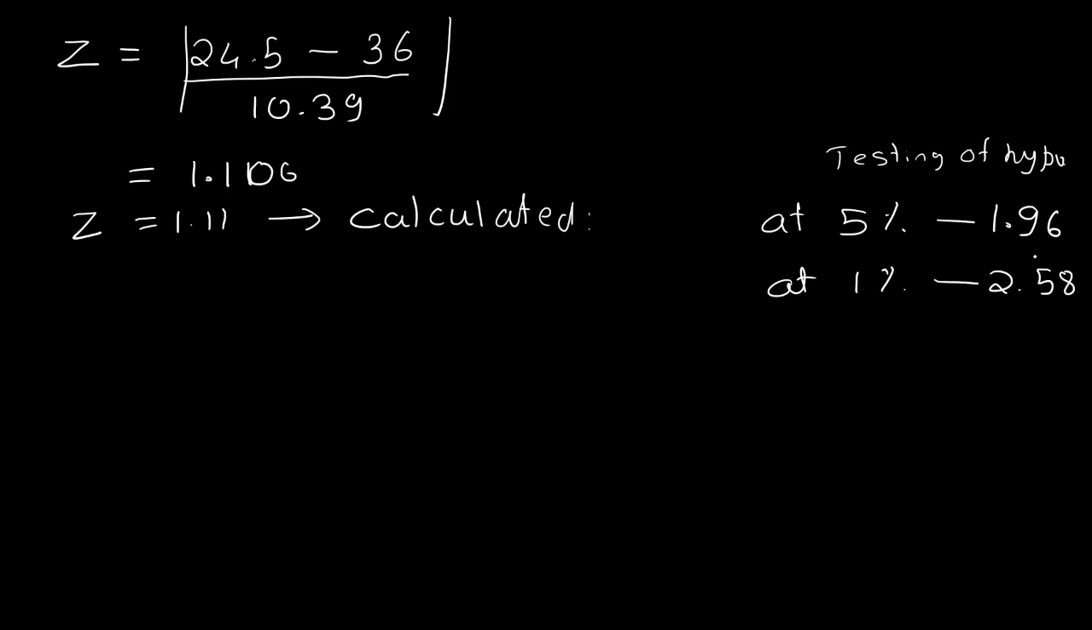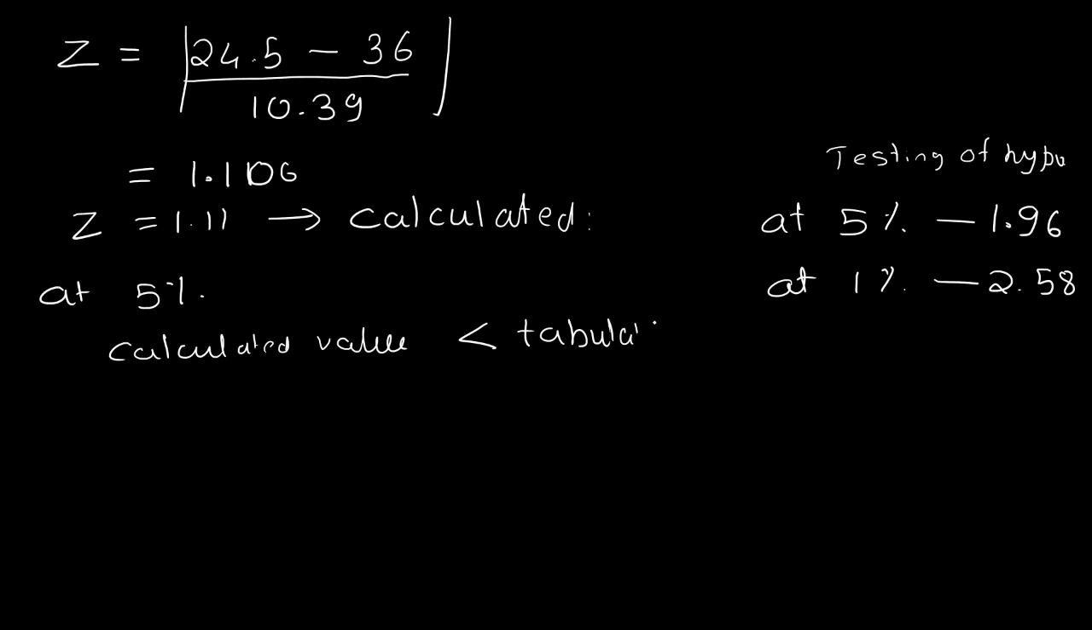Okay, so now if I test for this at 5%, my calculated value is less than my tabulated or critical one, that is 1.11 is less than 1.96. Therefore, my H naught, my null hypothesis, is accepted. Also, both the samples are taken from the same population.